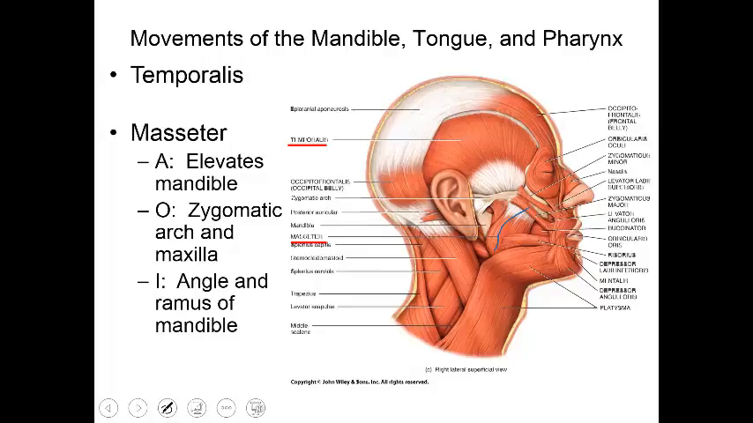So that is where it inserts itself, and it helps you bring your mandible back to its normal position. So the lateral pterygoid is depressing it, the masseter is elevating it. So the lateral pterygoids, the medial pterygoids, the masseter, as well as the temporalis are helping you chew your food or masticate your food.